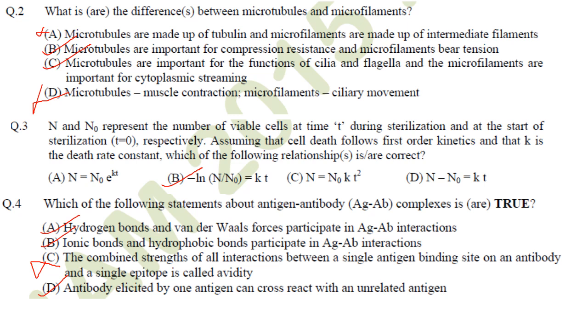Next one. What is or are the difference between microtubules and microfilaments? Microtubules are made of tubulin and microfilaments are made of intermediate filament. How can microfilaments be made of intermediate filaments? Microfilaments are actin filaments. So A is not correct. Then, microtubules are important for compression resistance and microfilaments bear tension. B is correct.